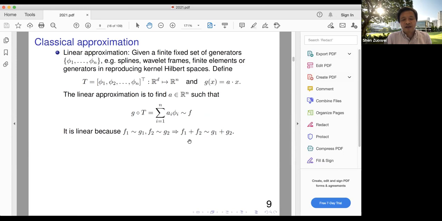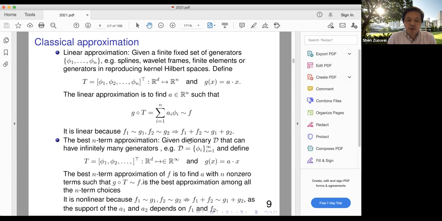Then another classical approximation is the so-called best N-term approximation. That means you have a dictionary. The dictionary is huge, much bigger than N, and can even be infinite. You have a big dictionary and your T is still fixed. If you are given a dictionary, your T is fixed. But here the difference is that among the dictionary, you choose only N terms. That means your A is a sequence, but the support of A only has N non-zero terms. Okay, you choose the best N-term approximation. Sometimes people call it nonlinear approximation because you don't have a linear property.